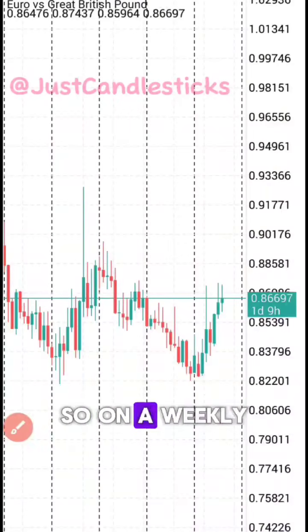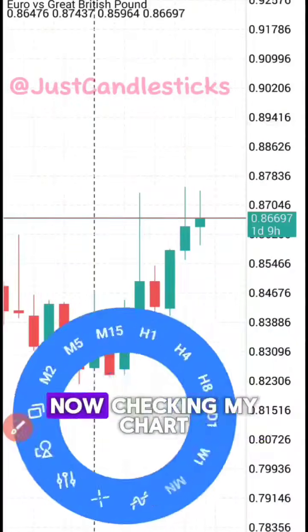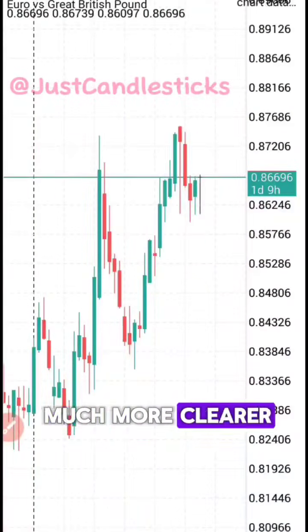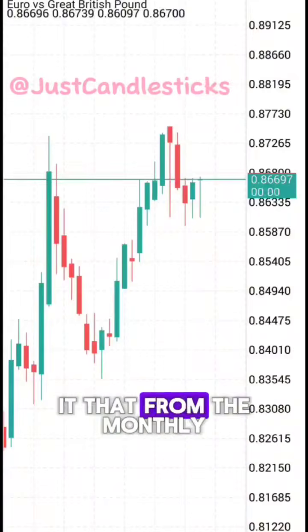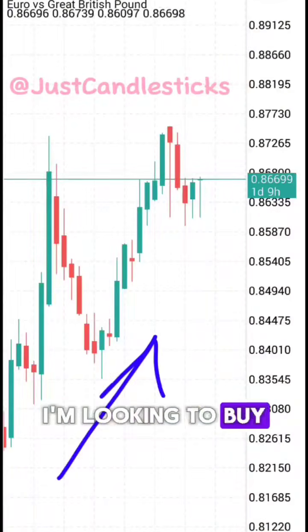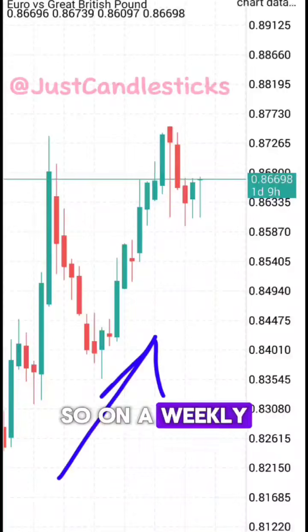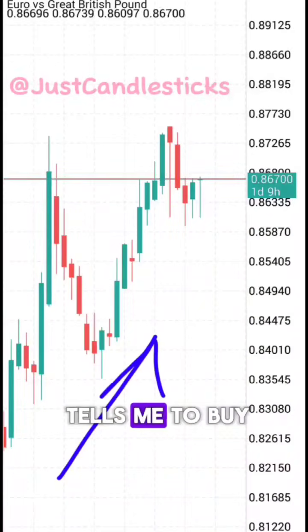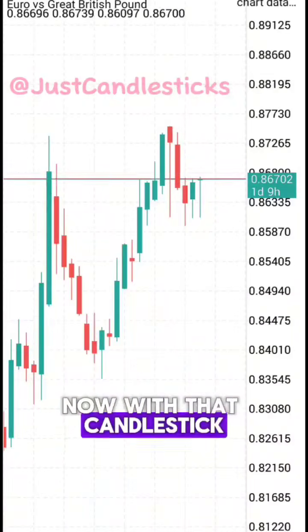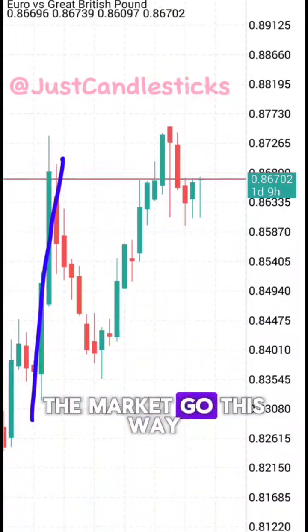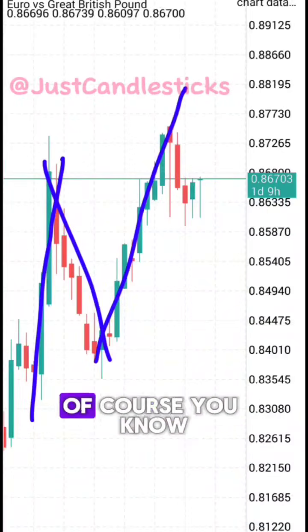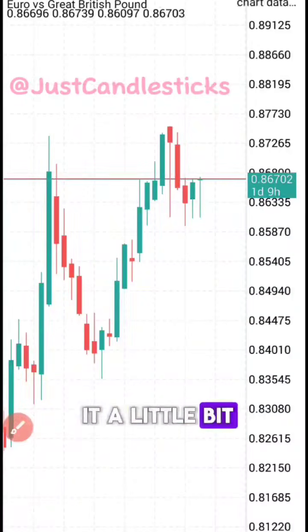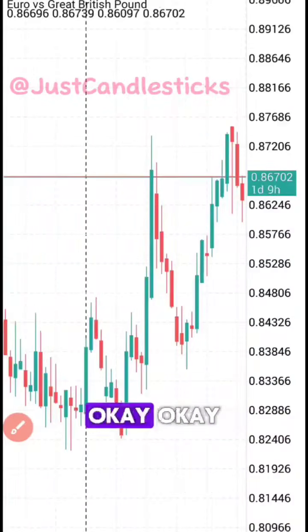On a weekly chart right now, I'm checking my chart. It becomes much clearer, because I already knew from the monthly that I'm looking to buy, to go up. So on a weekly, I now have to look for candlesticks that tell me to buy. With that candlestick, I already noticed the market went this way, came this way, went like this. Of course, you know your structure. Now, let's reduce it a little bit so that you can see very well.